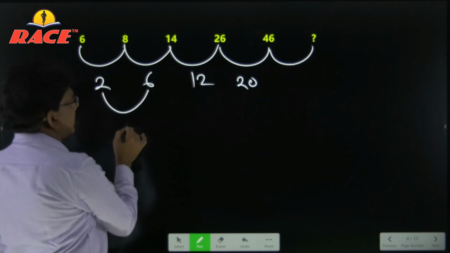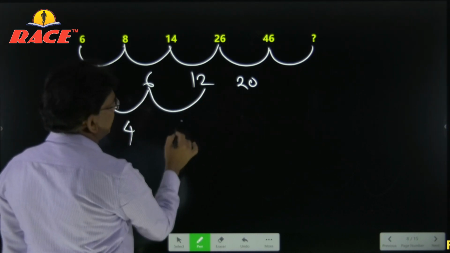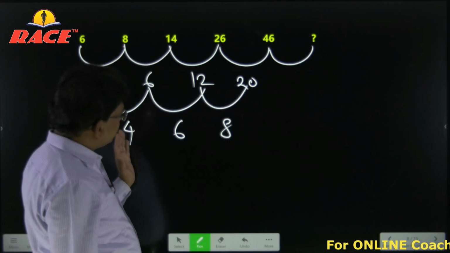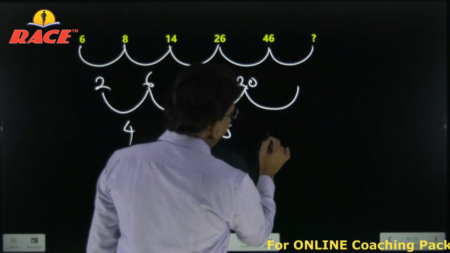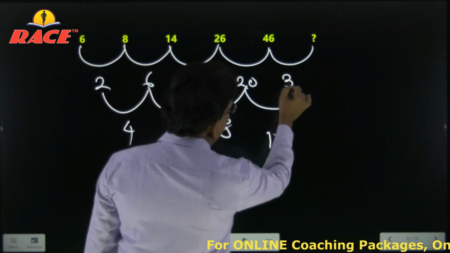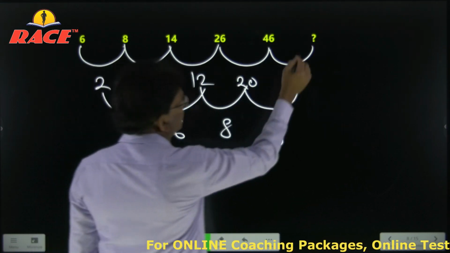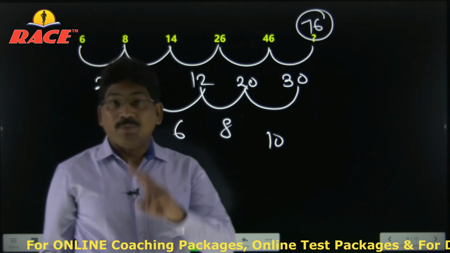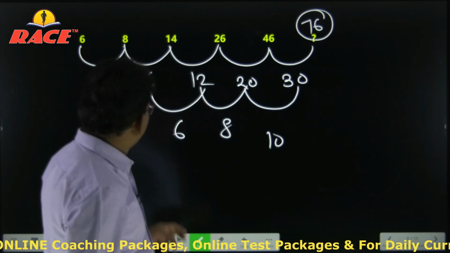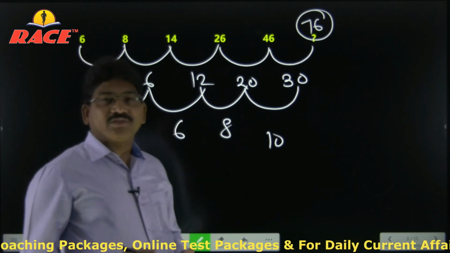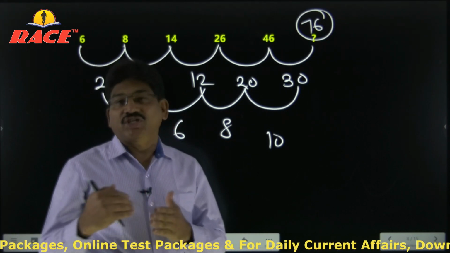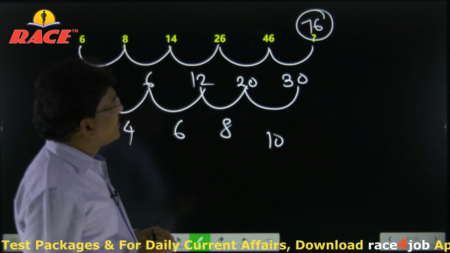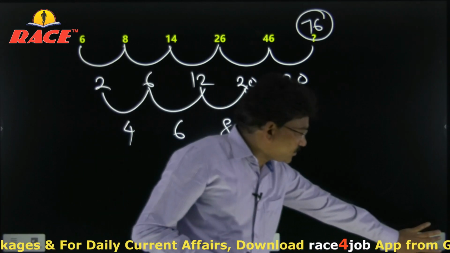Again go for the difference. Difference is 4. Again 6 and 12, difference is 6. 12 and 20, difference is 8. So increasing 4, 6, 8. Next difference should be 10. That means 20 plus 10, it should be 30. Then 46 plus 30, 76 is the missing number. So this is difference of difference, double difference. Earlier we have also seen that, but there the second difference was constant, whereas here the second difference increases by 2. So from that we can make out. Right friends?